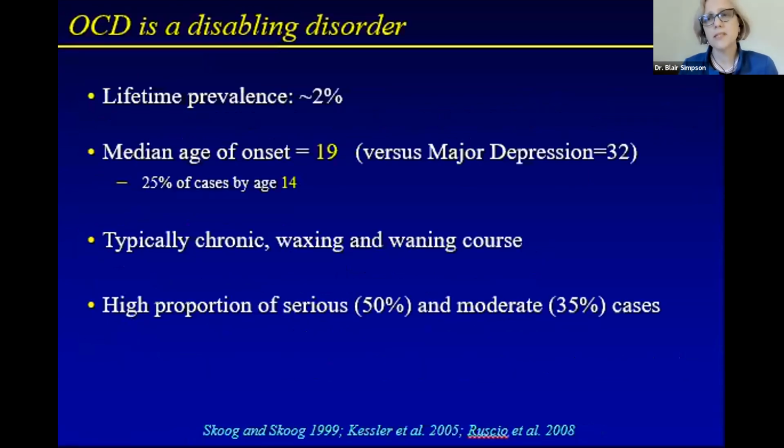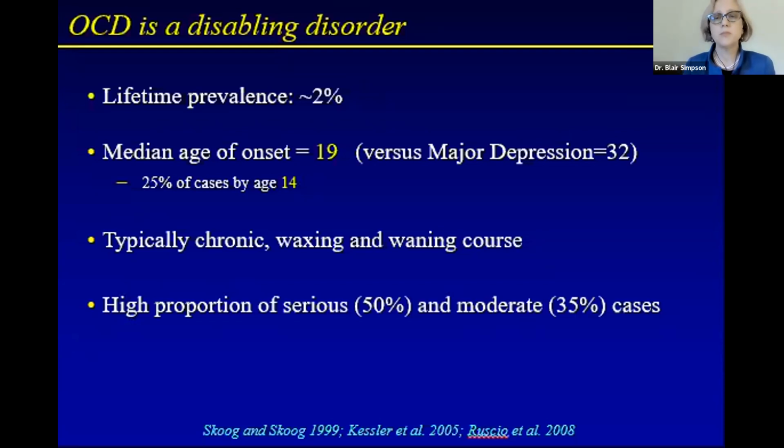I love to emphasize how disabling OCD can be, because I think sometimes it's been a hidden disorder and people have minimized it. For people who suffer from OCD, this is not something to minimize at all. The lifetime prevalence is about 2%, so it's twice as common as schizophrenia, but receives far less funding in research, at least in the United States. Half of the cases in epidemiological studies start by age 19, and in comparison, half of the cases of major depression start by age 32, and about a quarter of OCD cases start by age 14.